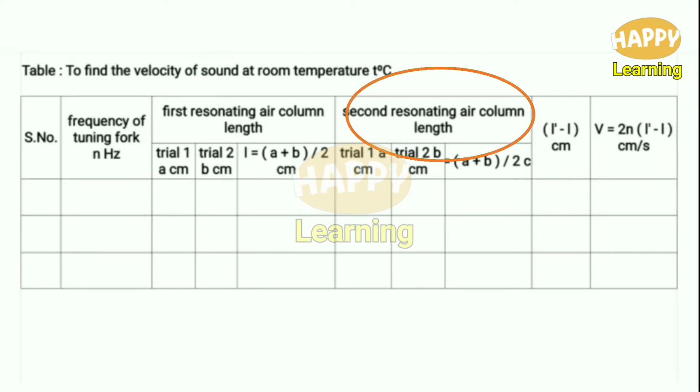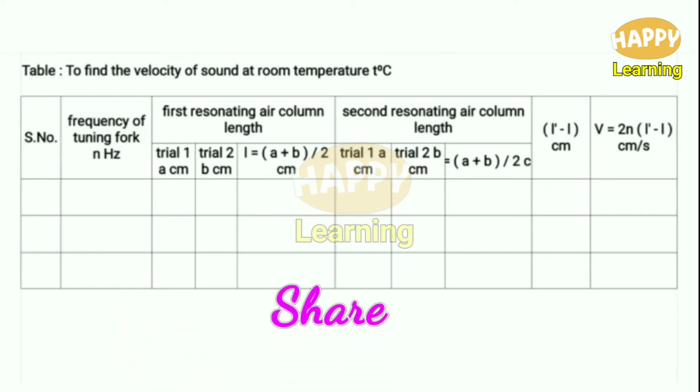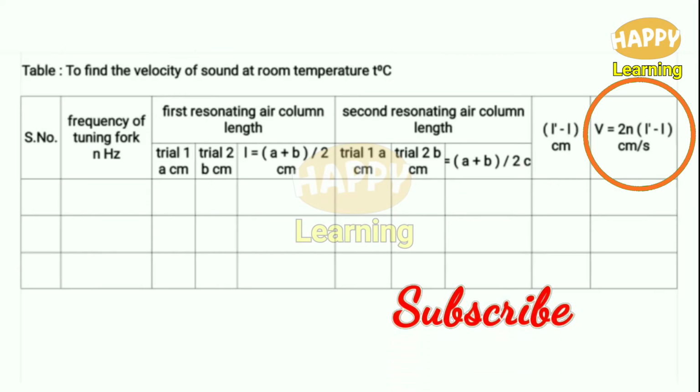Second resonating air column length, trial 1 A centimeters, trial 2 B centimeters. Mean of these two is L dash is equal to (A plus B) by 2 centimeters. And next column is L dash minus L centimeters. And the last column is V is equal to 2n into (L dash minus L) centimeter per second.